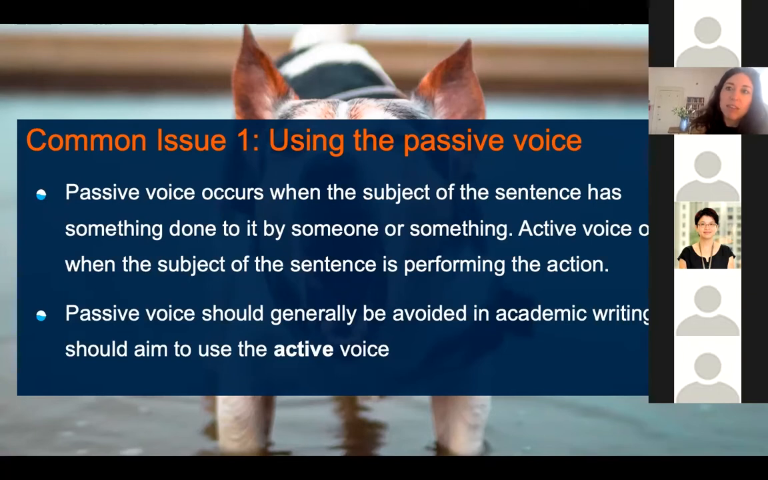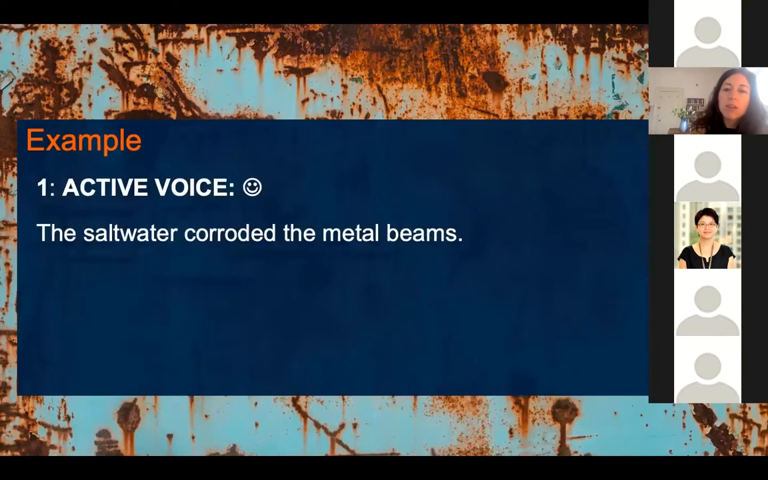Active voice, yes. Here is an example, okay? You can have a quick look at it. This is a good example, hence the smiley face. So the salt water corroded the metal beams. So essentially, you very clearly see who the subject of the sentence is, and they're performing the action. So the salt water is corroding the metal beams.